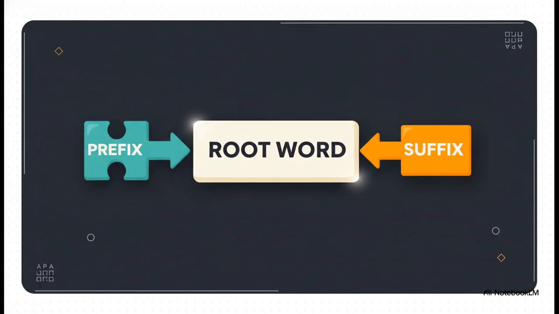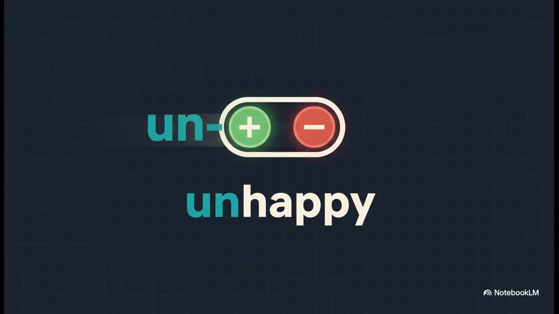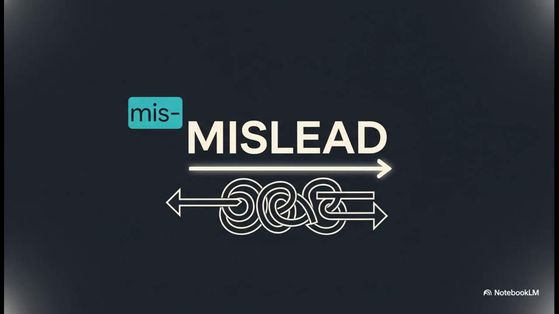So let's look at prefixes first. We've already met this guy. The prefix un just snaps right onto the front of happy and totally negates it. It's like a tiny linguistic switch that just flips the meaning from on to off. Or how about this one? Look at the prefix mis. You add it to lead and you get mislead, which means to lead someone down the wrong path. The core idea of leading is still there, but that little prefix adds a whole new layer of negative intent.